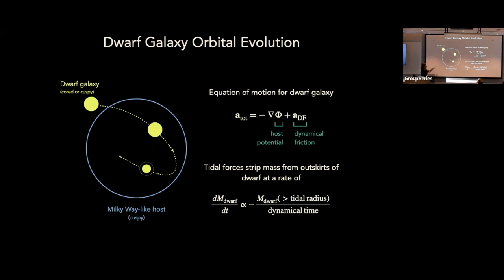As it evolves along that orbit, it will lose mass due to tidal forces. The tidal forces will primarily be stripping away material in the outskirts of the galaxy, where the forces are strongest. I put this up here because we're going to be coming back to it. This is essentially the rate of mass loss from these tidal forces, and it depends on the total mass outside of the tidal radius. So the degree to which you end up losing mass will depend on the density profile of your dwarf galaxy. If you make it cored or cuspy, you will end up changing how much mass is lost by that satellite as it falls in.